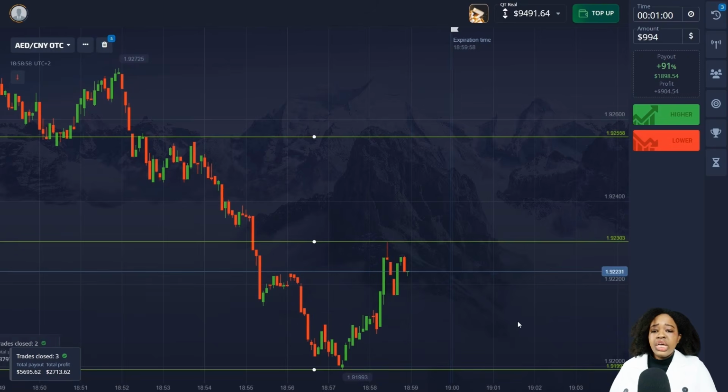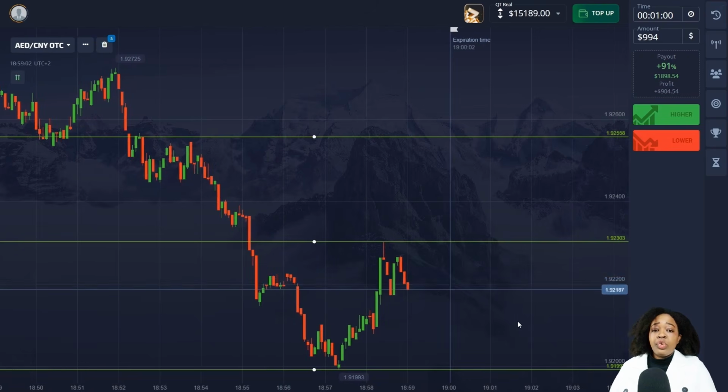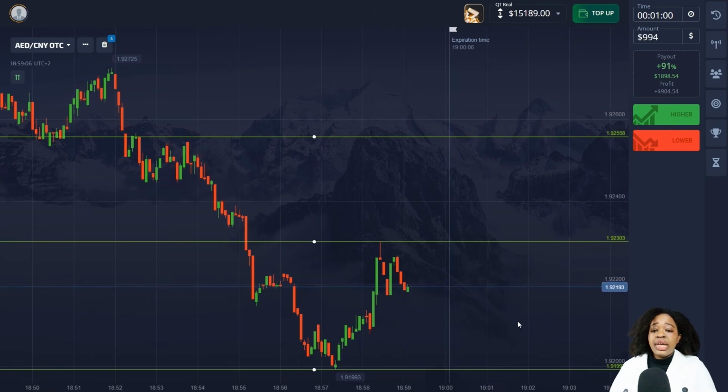This is awesome, friends. You can see that the price is making a good rise up from the support level, and I got a great profit here. 1 minute was enough time for this, and you can see now I already have 15,000 as my deposit. So I'm going to stop here. The trades were quite awesome. I hit my goal for today.